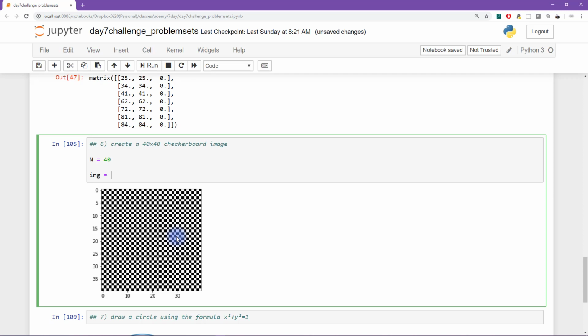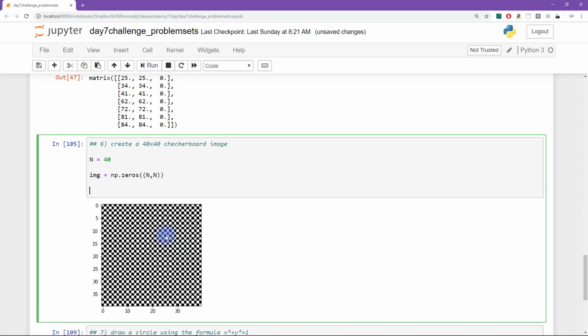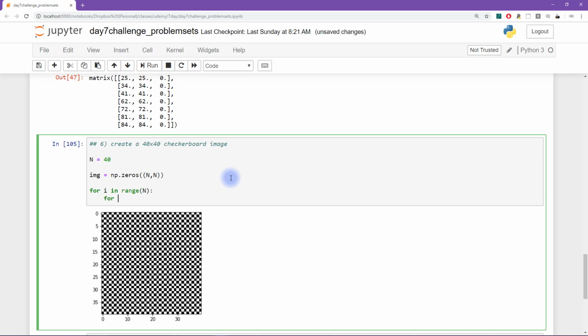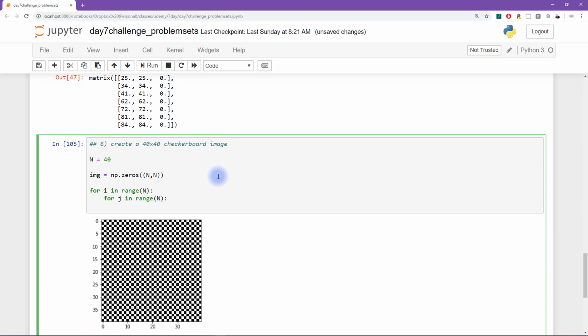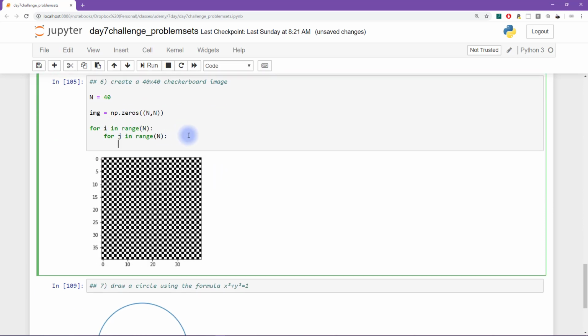Let's see, img equals numpy, initialize this to zeros, and it's going to be n by n. And now, essentially what I'm going to do is loop over all of the rows and all of the columns, and then apply a formula to each individual element. So for i in range n, and then for j in range n. It's a square matrix, so the ranges are the same for i and j.